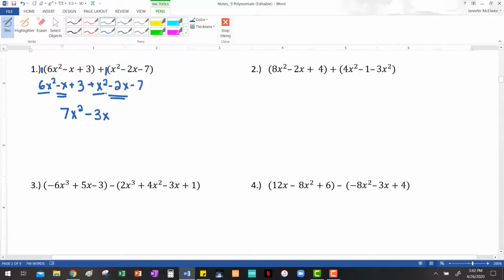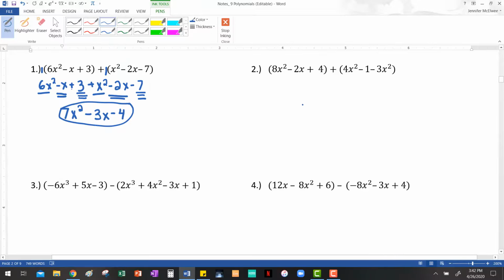Finally, I see a pair of constants in the expression, so I'm going to combine those constants because those are like terms too. I have positive 3 and a negative 7. That will be negative 4. This expression is completely simplified, so we've successfully added these two trinomials together. Here's my final answer.